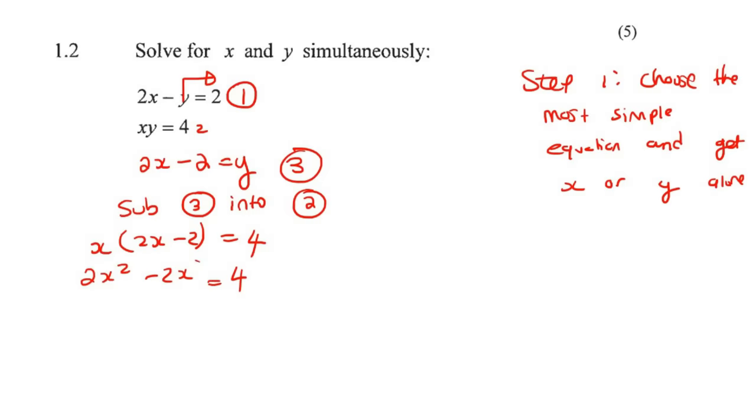Now we have a trinomial. But to make it a trinomial, we need to get a 0. There we go. Now, you could factorize right over here. You could use the quadratic formula right over here. I want to divide everything by 2, but you don't have to. The only reason I'm doing that is because it's going to be easier to work with. I can divide this by 2, this by 2, this by 2, and that by 2. So that's going to become x squared minus x minus 2 equals 0.